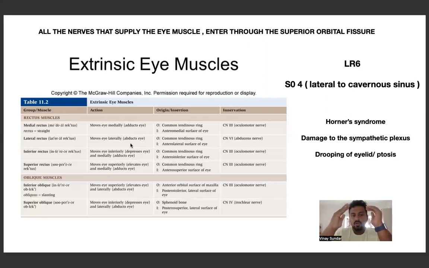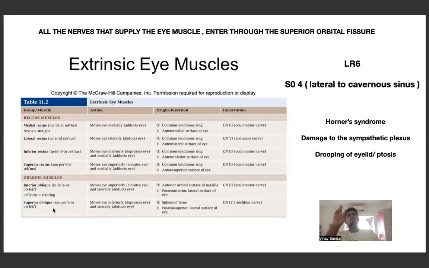Now, what about superior lateral movement and inferior lateral movement? That's how your oblique muscles are. The oblique muscles will do the opposite. The inferior oblique is going to move the eye superiorly and laterally, while the superior oblique is going to move inferiorly and laterally. The superior medial is already done by your superior rectus, and the inferior medial by your inferior rectus. So whatever movements are left are nothing but your inferior oblique and superior oblique, right?